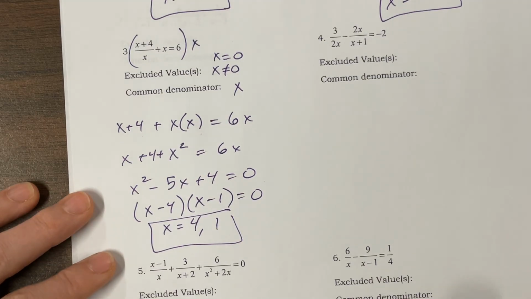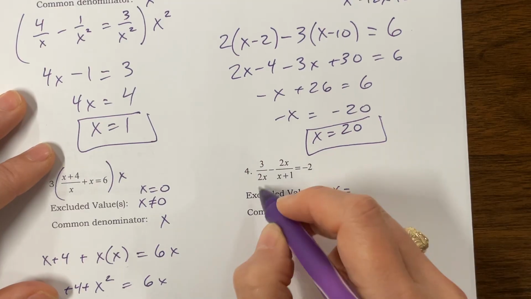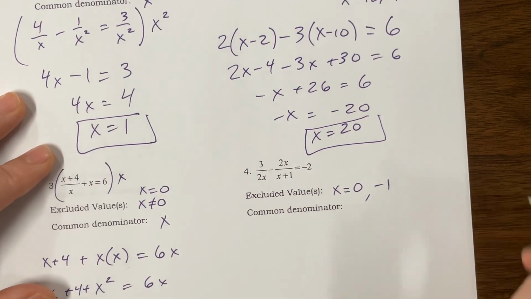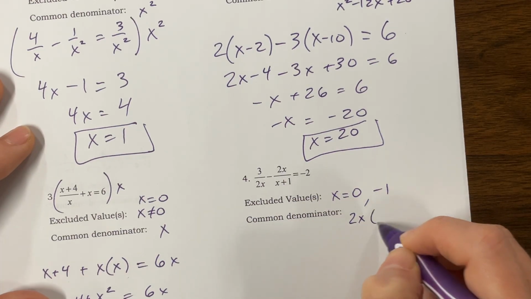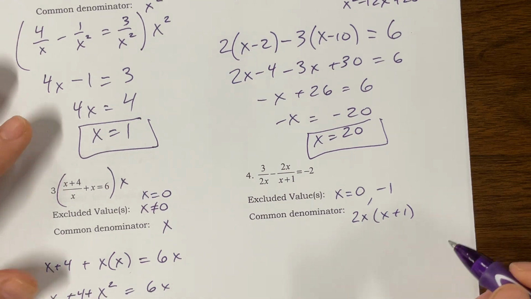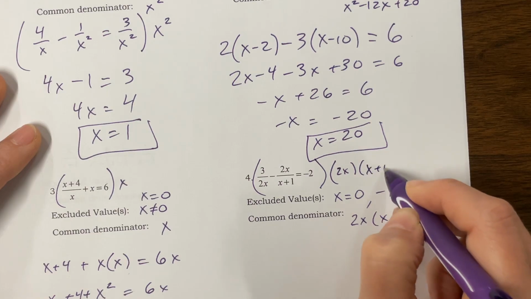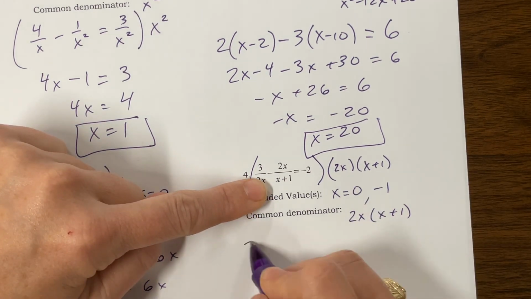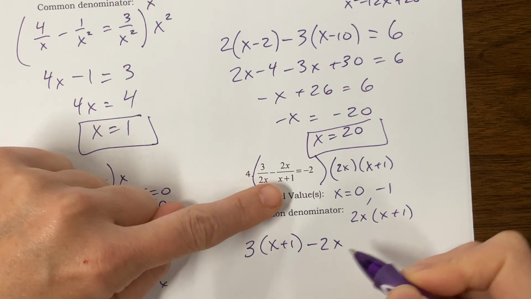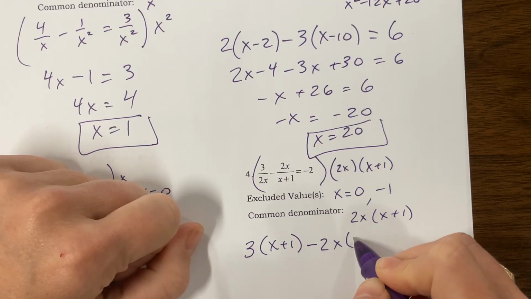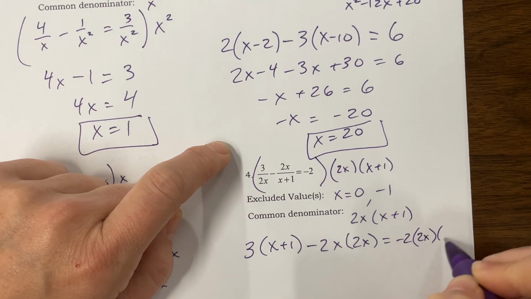Okie dokie. On this one, the excluded values: x cannot equal 0 from right here or negative 1 right there. Common denominator would be 2x times x plus 1. Okay, so if I multiply everybody by 2x times x plus 1, the first term, I have 3 times the, 2x's cancel, x plus 1, minus 2x times, well, the x plus 1's cancel, so this is getting multiplied by the 2x that was still there, equals negative 2 times 2x times x plus 1.